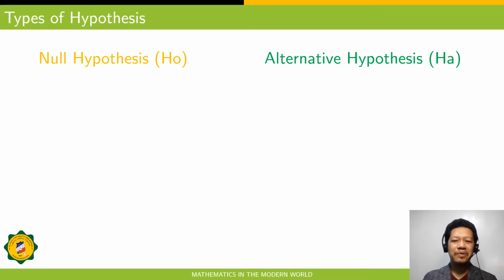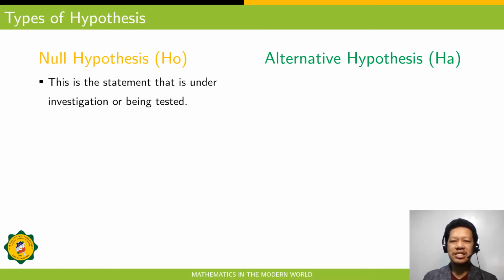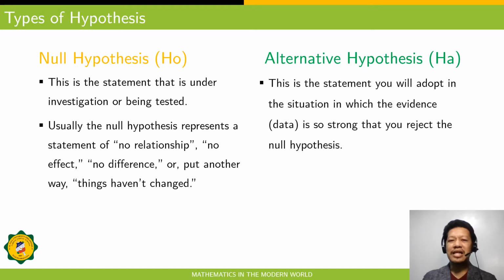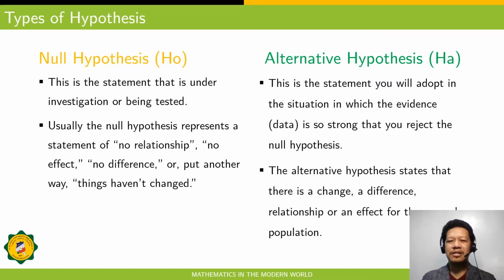So what is null hypothesis? Null hypothesis, this is a statement that is under investigation or being tested. Usually, the null hypothesis represents a statement of no relationship, no effect, no difference, or put another way, things haven't changed. While alternative hypothesis is a statement you will adopt in the situation in which the evidence is so strong that you reject the null hypothesis. The alternative hypothesis states that there is a change, there is a difference, or a relationship, or an effect.